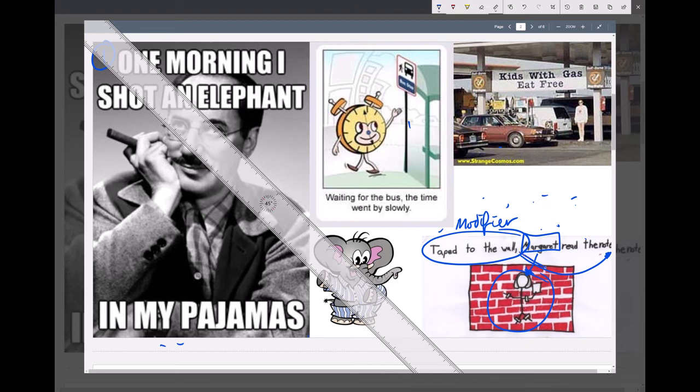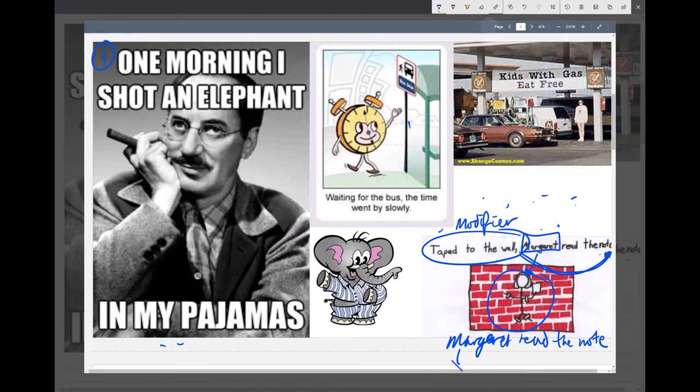So you probably want to put taped to the wall next to the note. So maybe it reads something like Margaret read the note, and then you have the modifier that. That is, so we have that, and then the modifier taped to the wall.